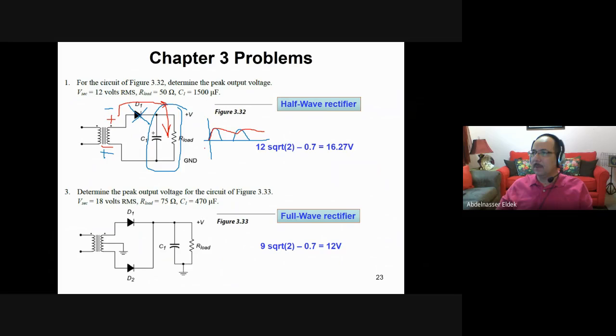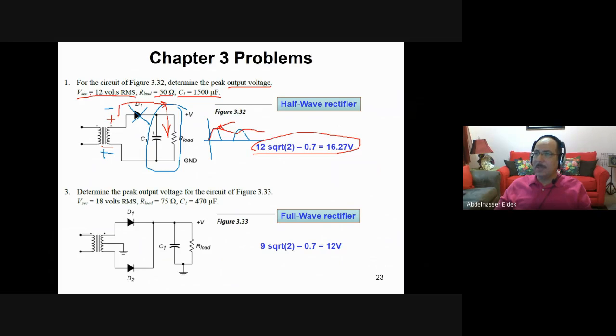Okay, so here, for this circuit, determine the peak of the output voltage. So what's the peak? The input voltage here is 12 volt, the root mean square value. Okay, and R load is 50, and the capacitor is 1500 microfarad. Then in this case, what is the peak? We need to know what the peak is. The peak value is this value here.